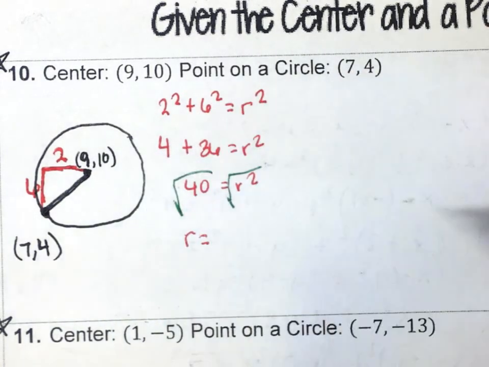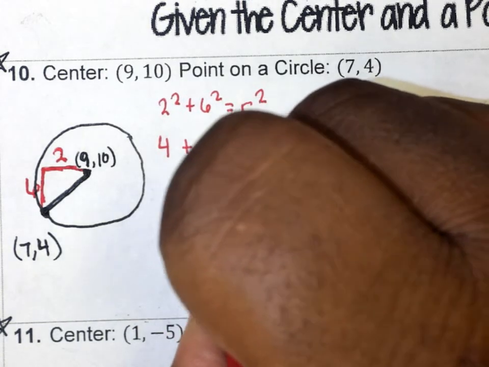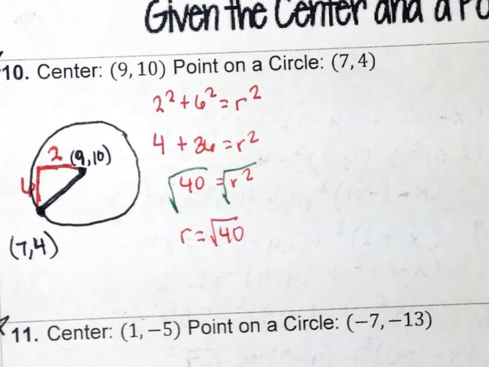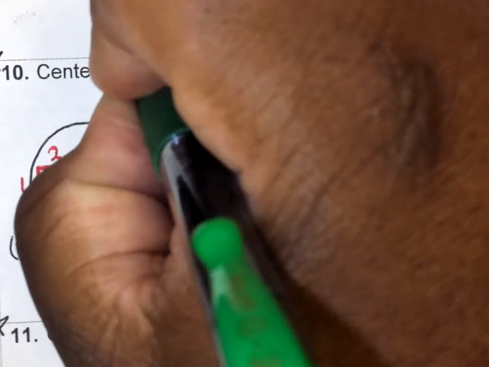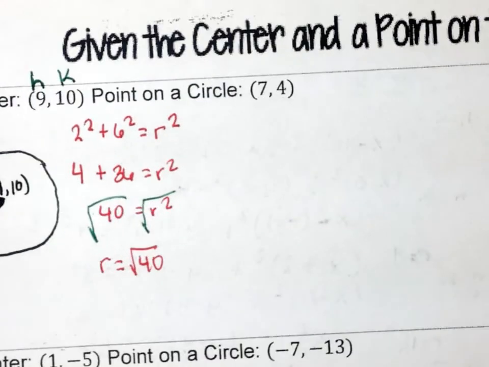So when you get that, you should get an ugly decimal in your calculator. If that's the case, then we're going to leave it like this: r equals square root of 40. Alright, so now we have our center, 9, 10, which will be our h and our k. I'm labeling those now. And then we got our radius. So we're ready to write the equation.